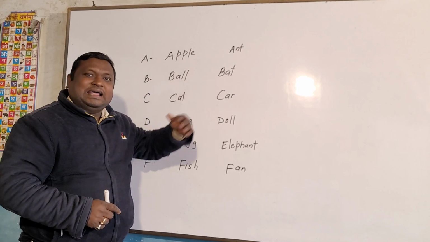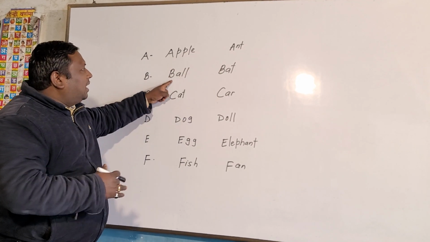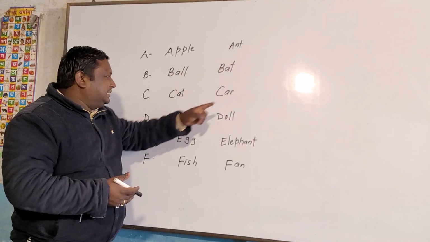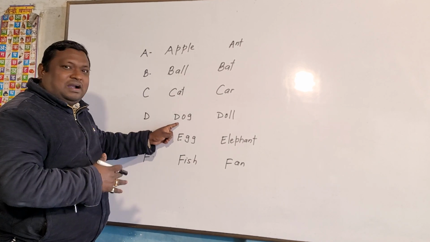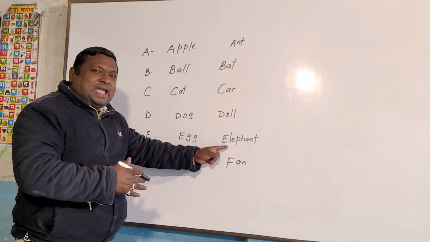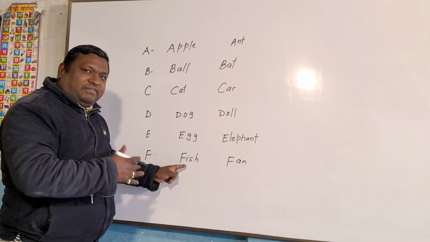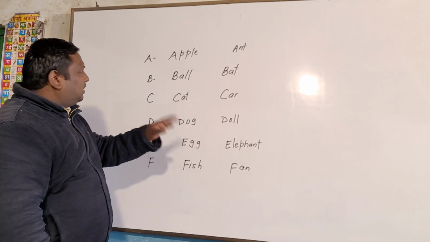Apple and A. Apple and. Ball, bat. Cat, car. Dog, doll. Egg, elephant. Fish, fan. Yes, this is the sound. Now, come to the next word.